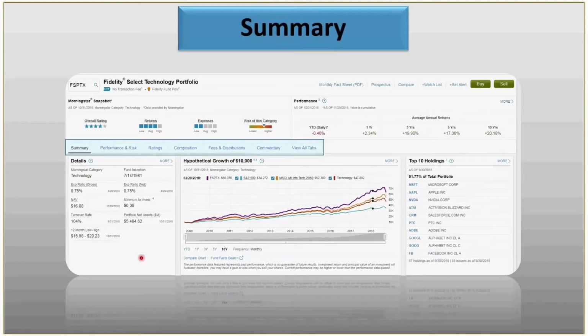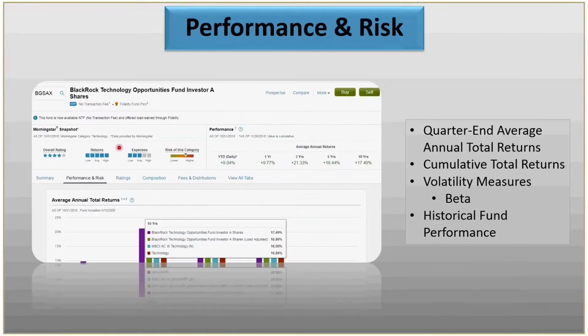So next we're going to look at performance and risk. So if you go over here, click on the performance and risk. And so what we're going to cover in this one is the quarter end average annual total returns, the cumulative total returns, the volatility measures. We're going to focus on the beta, and then also historical fund performance.